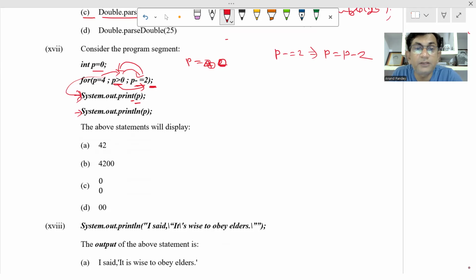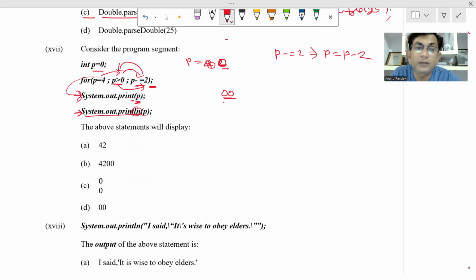Here it is written print, which means after printing the value of P, the line will not change. The value of P has become 0, so 0 will be printed and the cursor will remain on the same line. Then control will move to this line, and here also we are printing P. The value is 0, and 0 will be printed, then this ln will change the line and the cursor will move to the next line. But the answer will be 0, 0. Changing the line is not our concern.